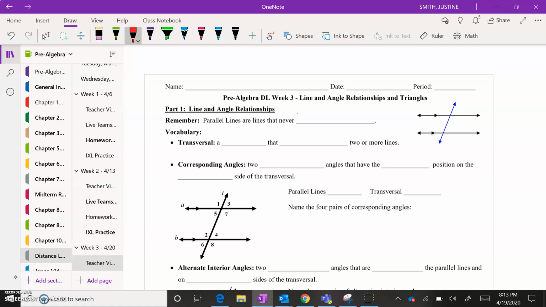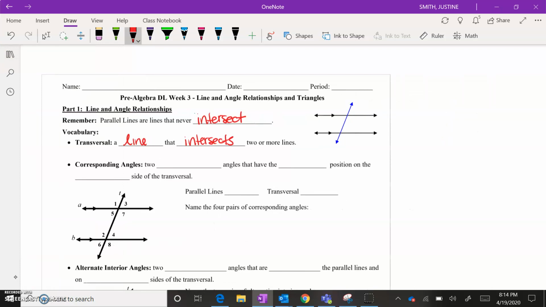So the first thing that we want to remember is that parallel lines are lines that never intersect. Okay. And some vocab that we're going to look at: what a transversal means. A transversal is a line that intersects two or more lines. So if I look at this diagram here to the right, this would be my transversal. Okay, so it's intersecting two or more lines here.